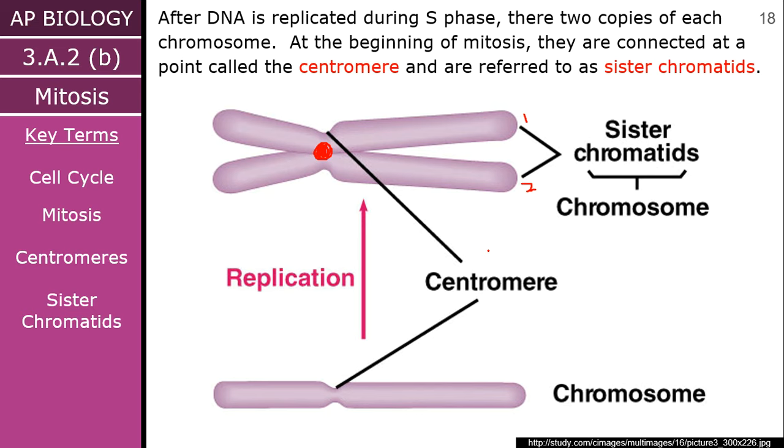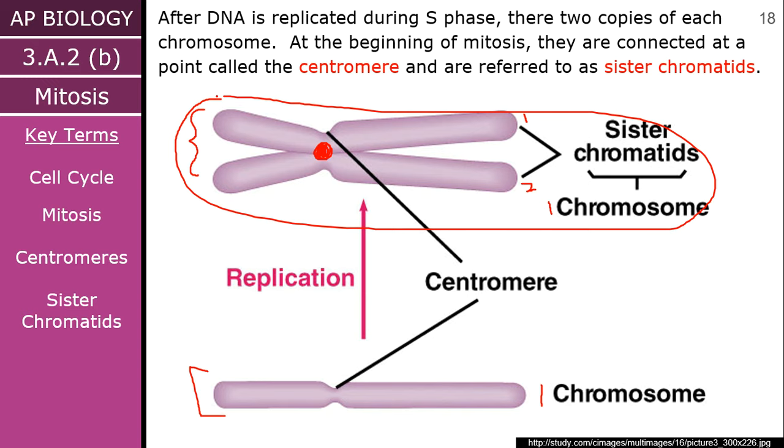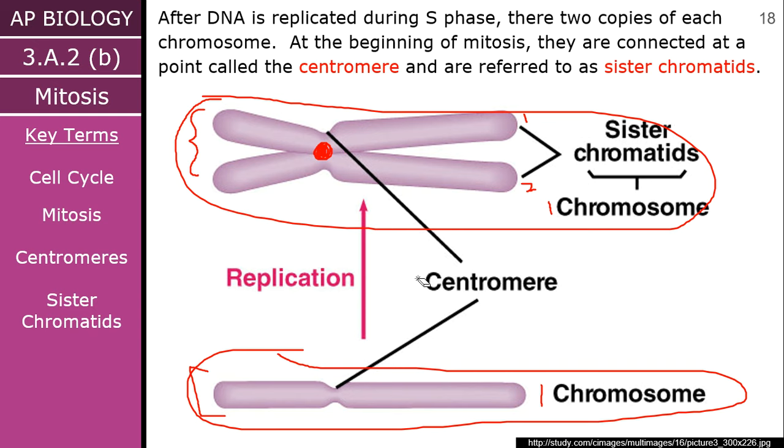Okay. And basically, right now, this is a chromosome and this is a chromosome. So I started at the bottom here. I had a single chromosome, one chromosome. And I still only have one chromosome, but it's made up of two chromatids. Okay. So it's kind of like all by itself. It's all attached. So anytime things are attached and they're like one cohesive unit, we're going to refer to that as a chromosome.